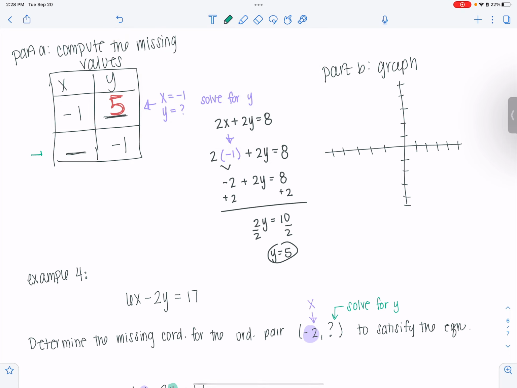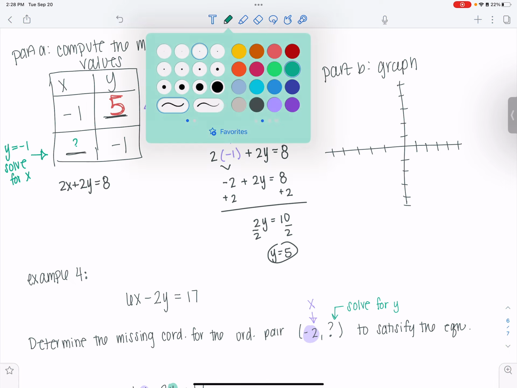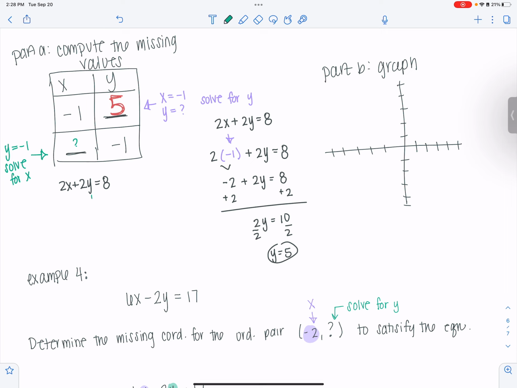So the other column, this one says y equals -1, and we want to solve for x because that is the missing value, the missing term. And I know that because it lines up with the x in my table. So I've got the same equation, 2x plus 2y equals 8. I'm going to fill in the y to be -1. And then I'm solving for x.